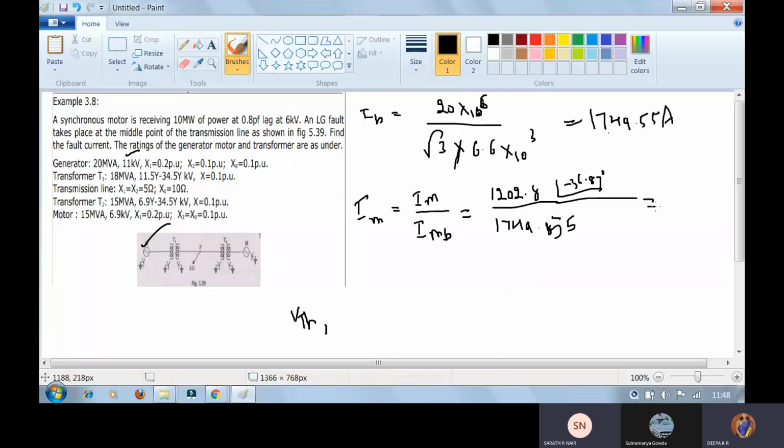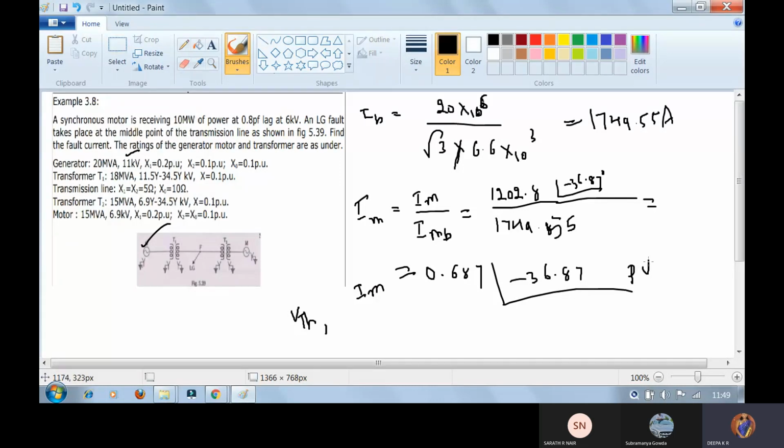Ma'am, 0.687 at the angle of minus 36.87. Yeah, correct answer. 0.687 at an angle of minus 36.87, because we don't have any other angle, so you'll get the direct answer. I hope so. Okay. So now we got the per unit value of the motor current IM. So one is done in terms of per unit.